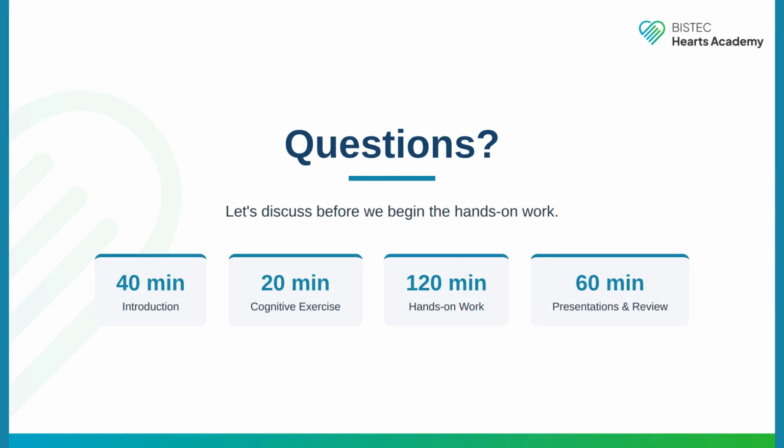Let's review the time blocks. Spend about 40 minutes on introduction. Next is 20 minutes on the cognitive exercise for stakeholder analysis. Then 110 minutes of focused hands-on work. Finally, 60 minutes of presentations and peer review, 8 minutes per person or group, followed by structured feedback.